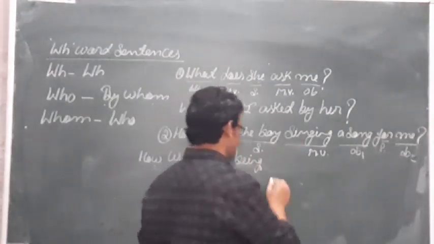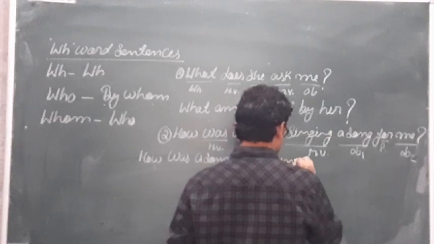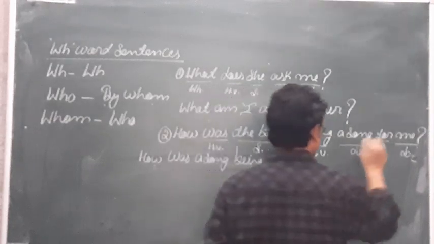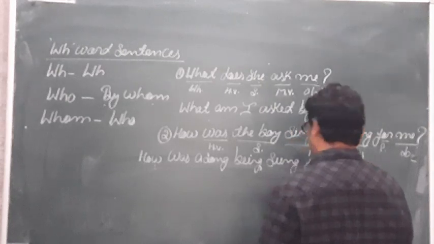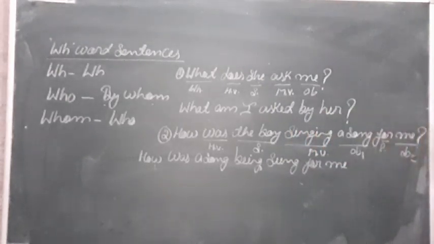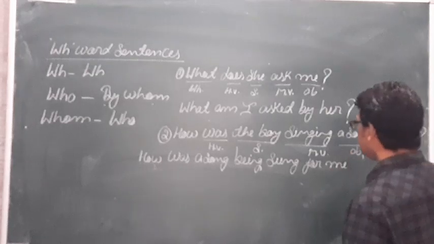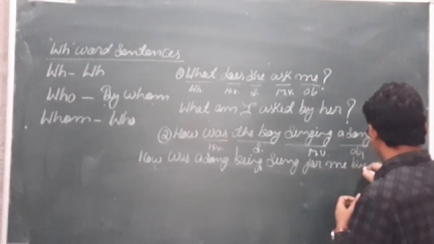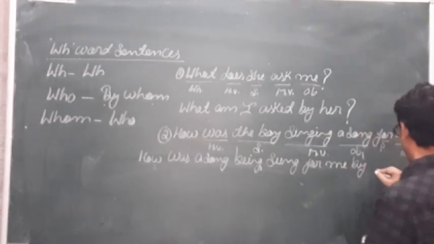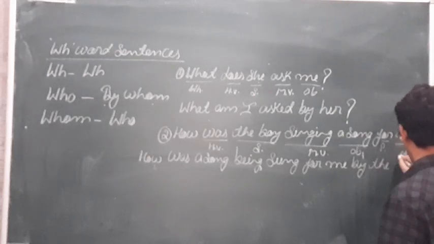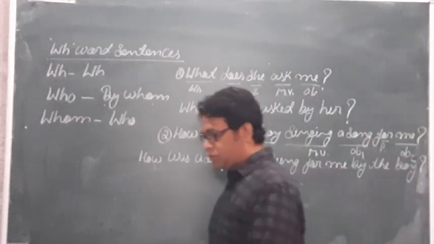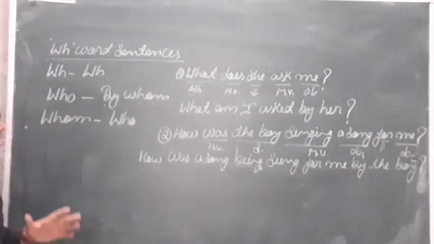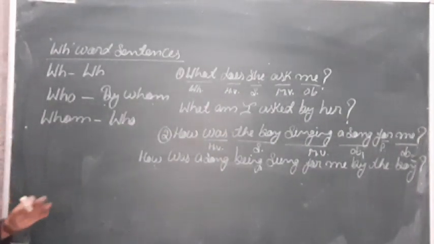Now the third form of the verb: sung. Sing, sang and sung. Rest of the sentence: for me, and now I use the subject as an object: by the boy. So this is how we will change WH words.